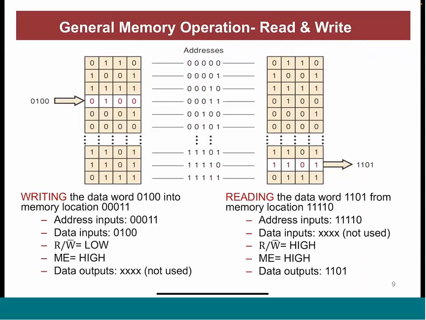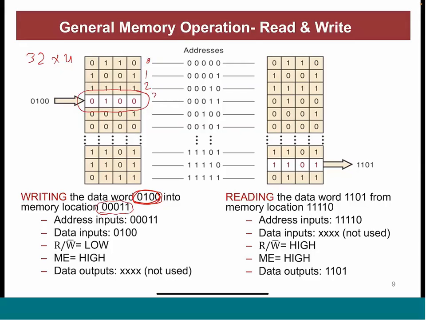General memory operation. Read-write. So this is an example again if you use the previous memory. I have 4 bits, so this is 32 by 4. For example, writing the data word. If I want to write this word 0, 1, 0, 0, here you need to be careful, the size of the word is 4 bits, into memory location 0, 0, which is 3. This one, the one that I put here in red. So this is 0, 1, 2, 3. Memory location 3.